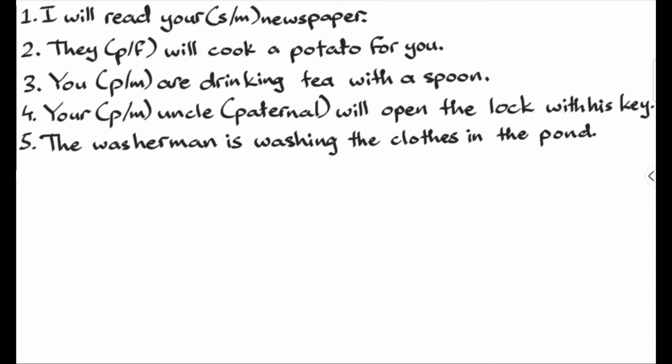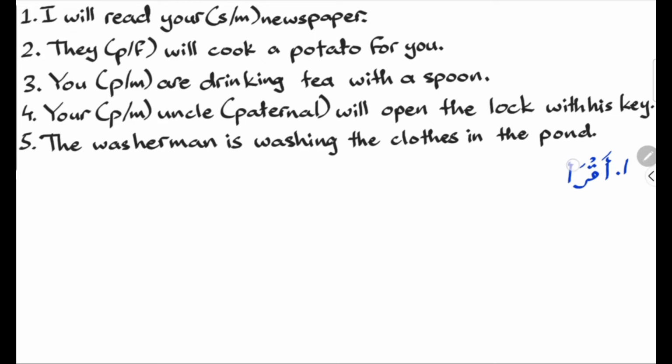The first sentence here is number 1. I will read your, singular male, newspaper. Now here in the first sentence, we have to translate the فعل first, which comes before. Read in Arabic is قرأ. Bring قرأ on the wazn of I will do, which is أفعل واحد متكلم, and you get أقرأ.